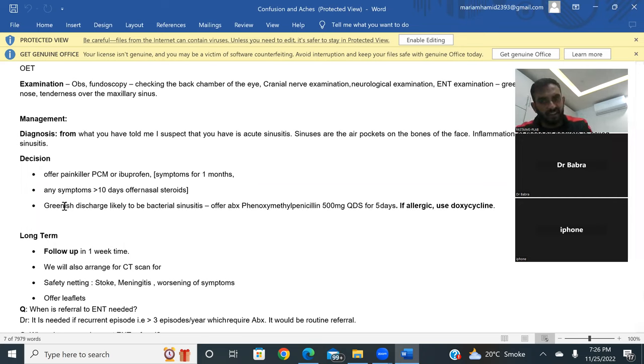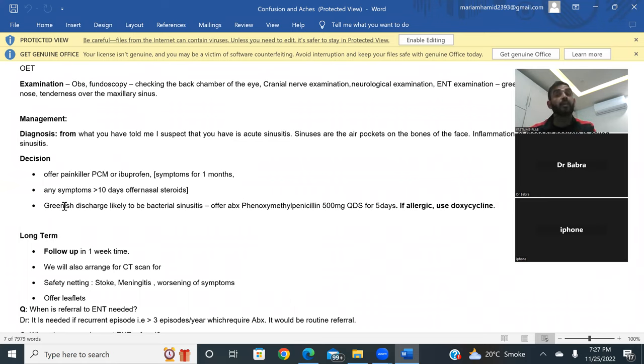Okay, what do you have more? I have discharge. What type? How much? What is the color? What is the smell? You will be asking that discharge question there. Okay, after asking them, if it is a greenish discharge with a fever, you will be prescribing an antibiotic. And here again, before prescribing the antibiotic, you would have asked about allergy. Yes, I'm allergic to penicillin.